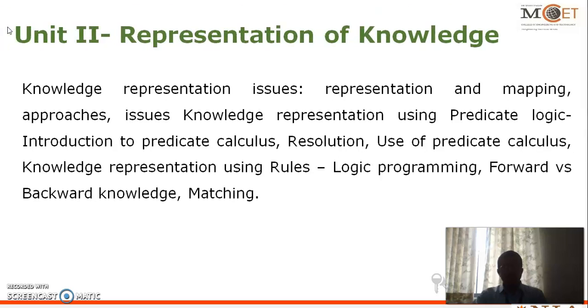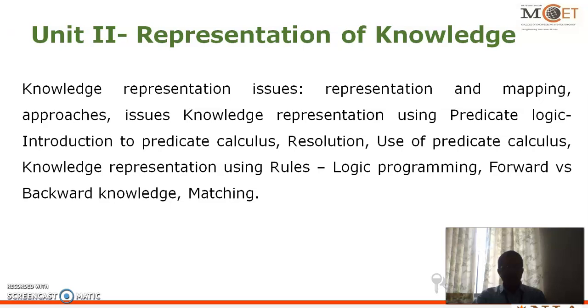And in unit 2, we are going to discuss the representation of knowledge. Here the knowledge representation will be followed with the mapping approaches and the issues, represented in the form of predicate logic, predicate calculus and resolution. We will also see how we can use this knowledge representation in the form of rules and logic programming, and forward versus backward reasoning and matching. So these are the topics we are going to discuss in unit 2.